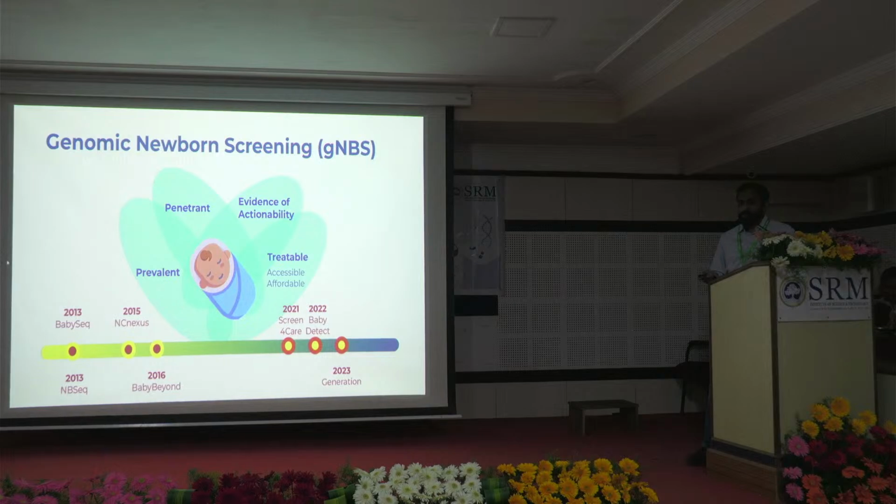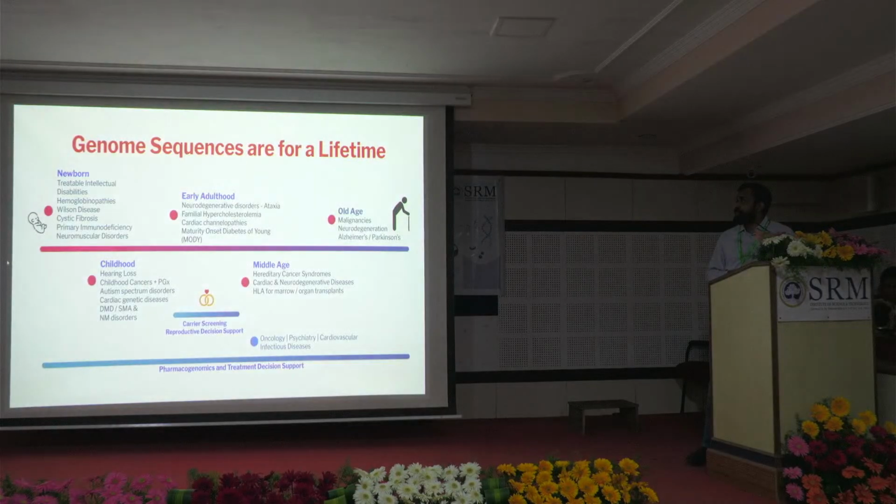Of course, we are probably the last ones to think of this. There are many more countries who are doing this. The UK has just started a 100,000 genome program for newborns. The idea is that you can do a genome sequencing at newborn, and you can use this genomic sequence for your lifetime. At different points in your life, you can use it for very different questions that you want to ask. For example, in middle age, you could ask for hereditary cancer syndromes.